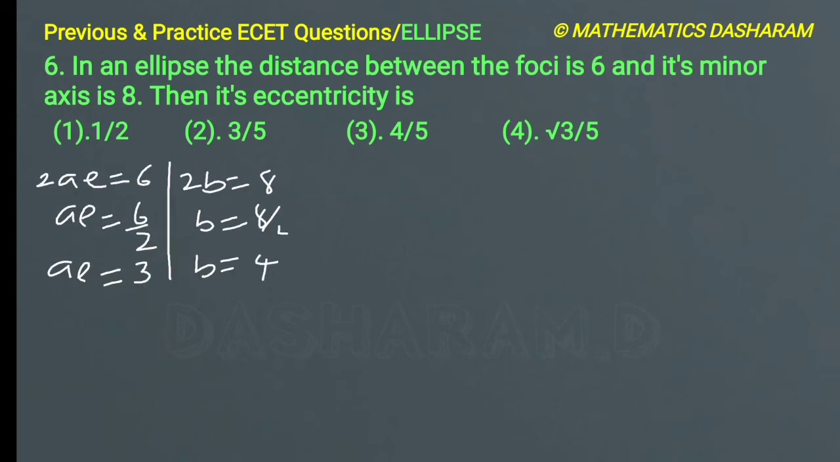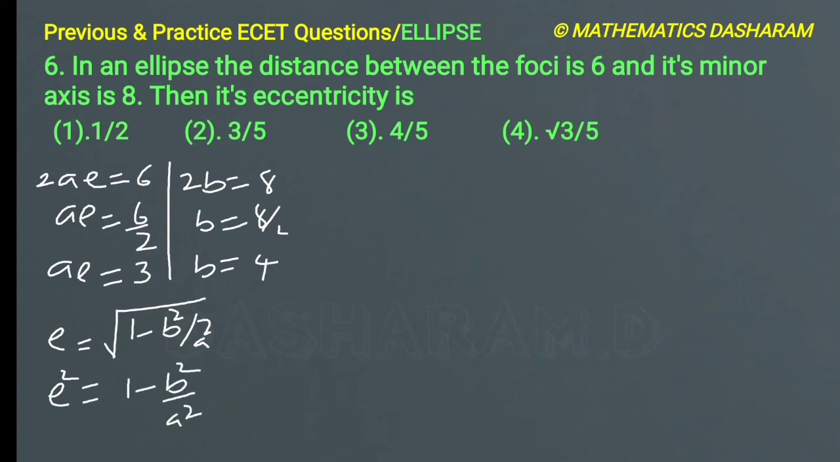So to find out the eccentricity, we have a formula that is e equals under root 1 minus b square divided by a square. So e square equals 1 minus b square divided by a square. So then e square equals 1 minus b square divided by a square. The b value is how much? 4. Then 4 square equals how much? 16 divided by a square.